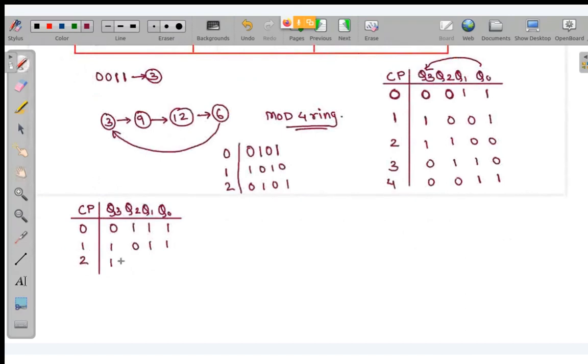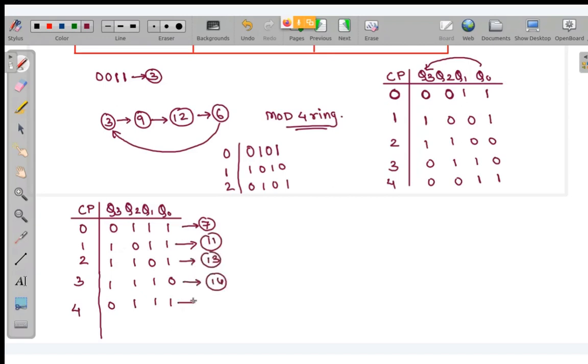In the second clock pulse, this will become 1, 1, 0, 1. In the third clock pulse, this will become 1, 1, 1, 0. In the fourth clock pulse, this will become 0, 1, 1, 1. So over here, this is 7, this is 11, this is 13, this is 14, and once again we are back to 7. So you can see this is also mod 4.